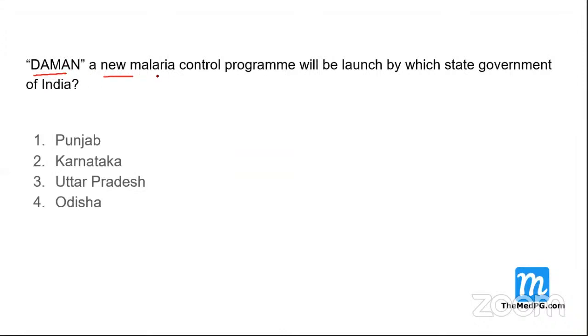Next, DAMAN, a new initiative malaria control program. It was launched by which state? Which particular state is running this particular program? DAMAN. Which is a state? I'll tell you about this program. It can be asked as a short essay, or this question may be asked also. So it is a program which is currently running in Roshan's place.